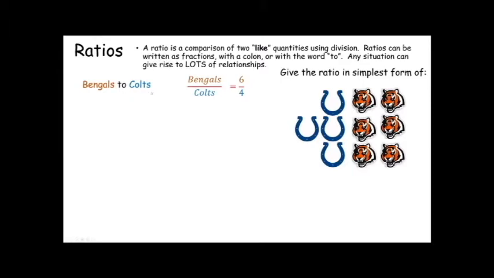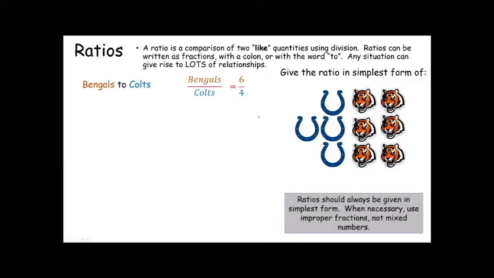Couple things I want to make sure I point out, and that is this. Since we wrote the word Bengals first, I'm asking you to compare the Bengals to the Colts. Bengals becomes the numerator. Whatever's first in your ratio becomes your numerator, or in this case 6. Whatever comes second in your ratio is your denominator and becomes, in this case, the 4.